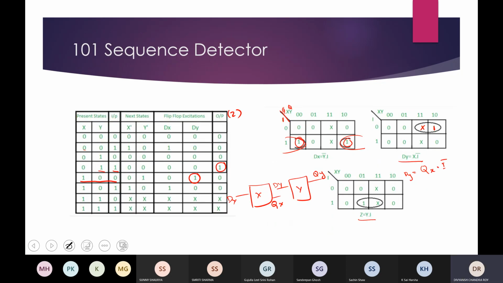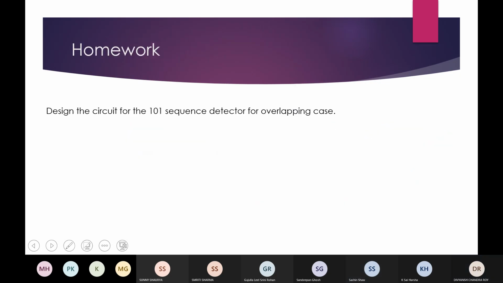Anyone can tell me? No, bhaiya, you can continue. Okay. So this is homework for you. You have to design a 101 sequence detector for the overlapping case, and then I will be floating an assignment, and this will be part of that assignment.